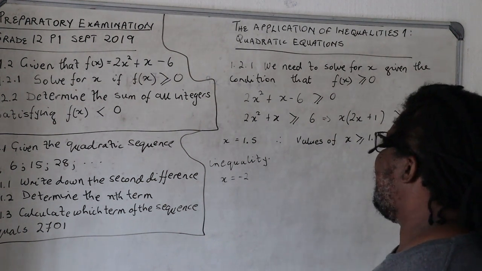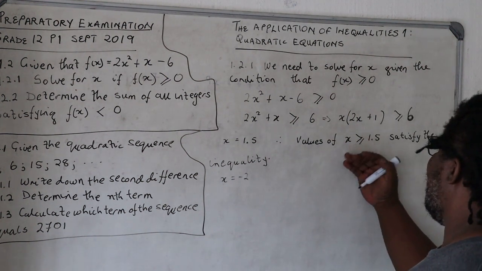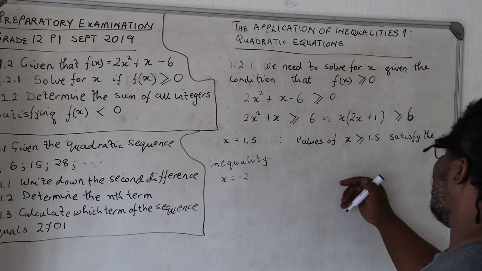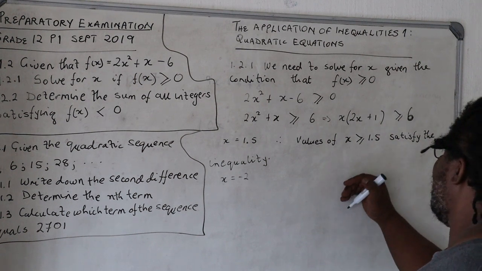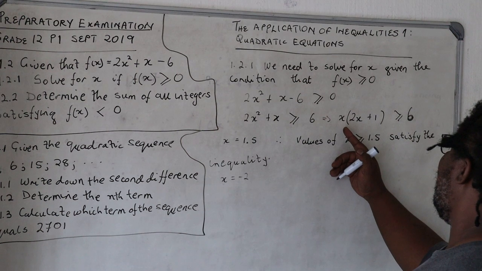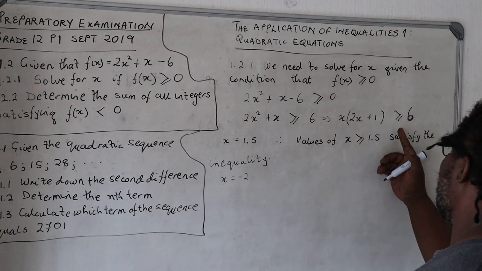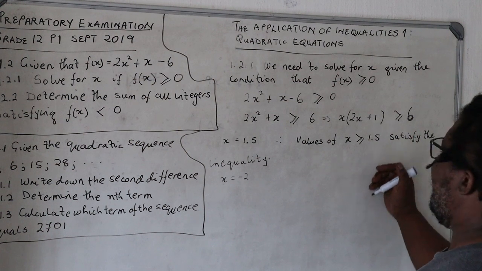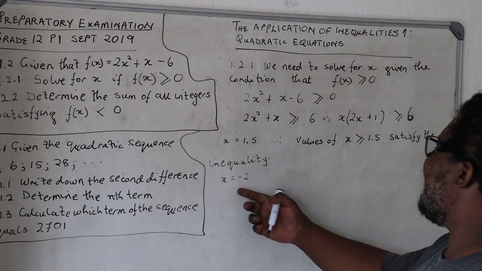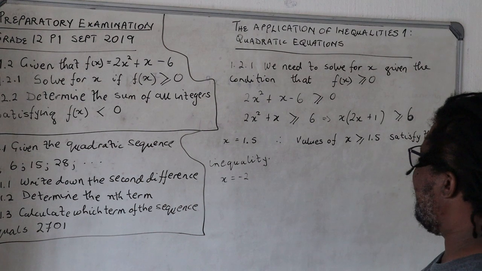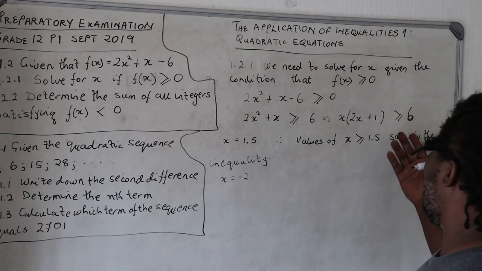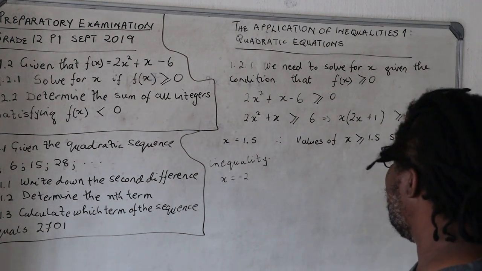So in other words, if we take a minus 3, for instance, this will give us minus 6 plus 1, that's minus 5, times minus 3, that gives us 15, and 15 is indeed greater than 6. And so all values that are less than minus 2 satisfy the condition of this inequality.